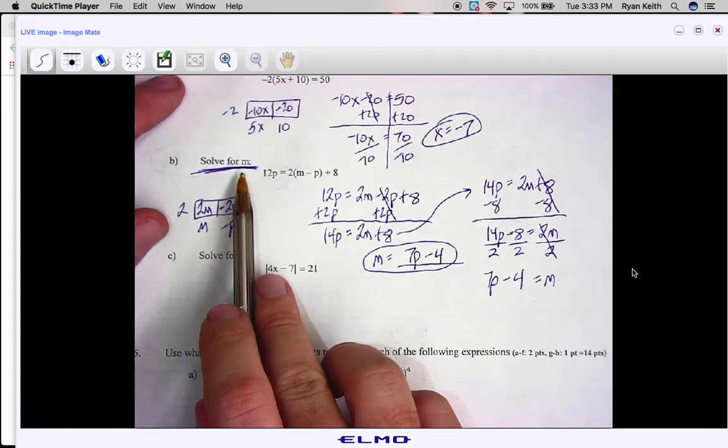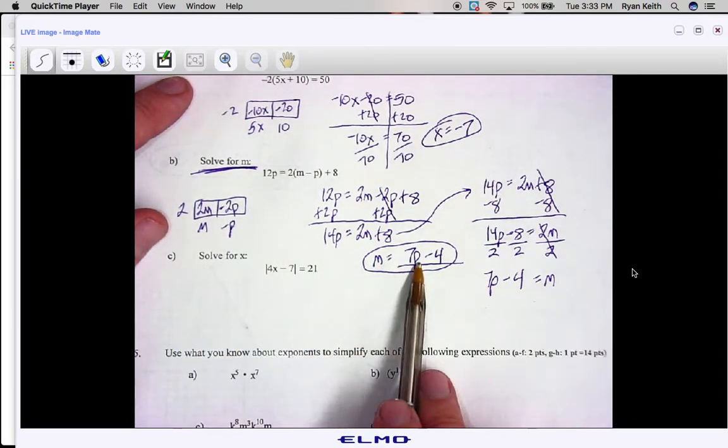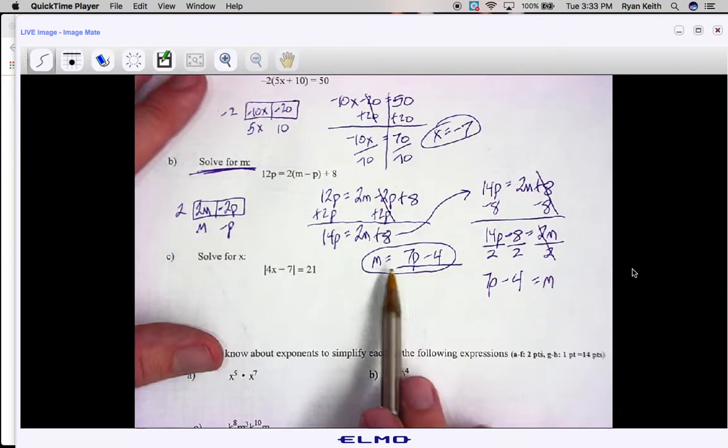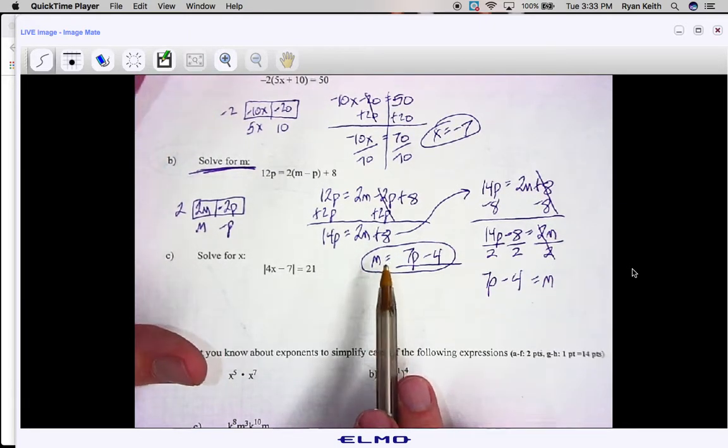So when I solved for m, I didn't get m equals 3, right? M equals 8. I had p in my answer, but it still is the goal of the problem because I do have m alone, and that's all I really had to do.